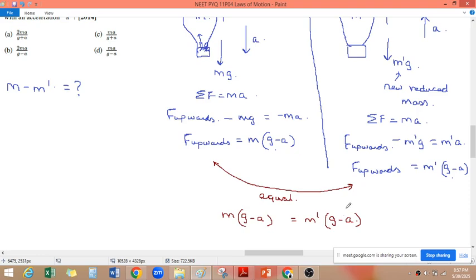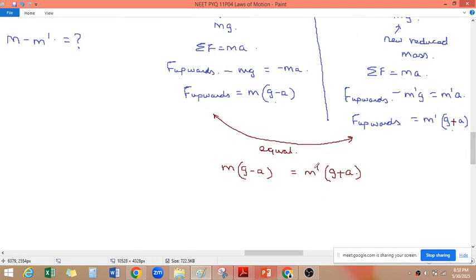Did I make any mistakes here? Minus G. G minus A is correct here, and here it will be G plus A. Okay, nobody is correcting me. Because this minus will become plus, so G plus A. And I cannot cancel M and M because now it is a different mass. This was say 10 kg, now it's like 5 kg. So I cannot cancel directly. Find m dash and subtract it here, you will get the answer.